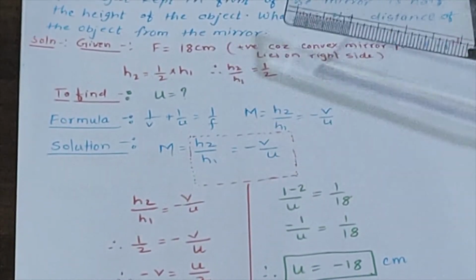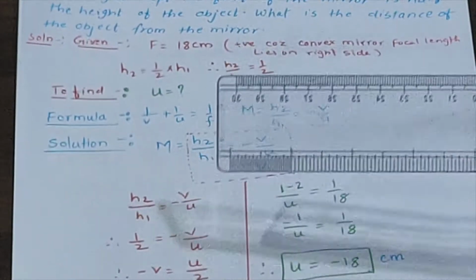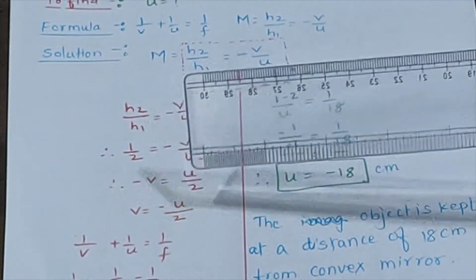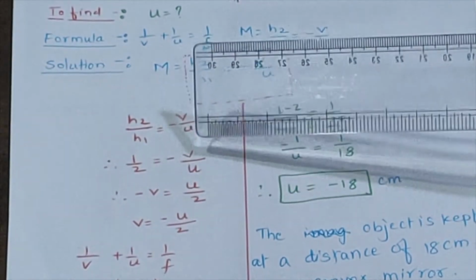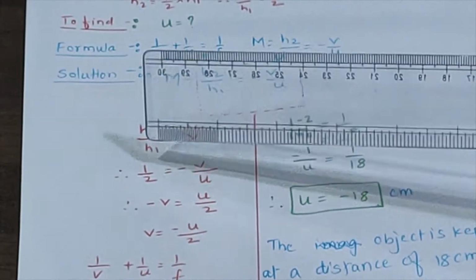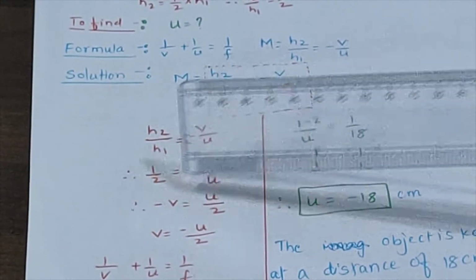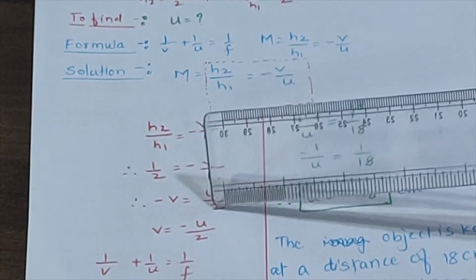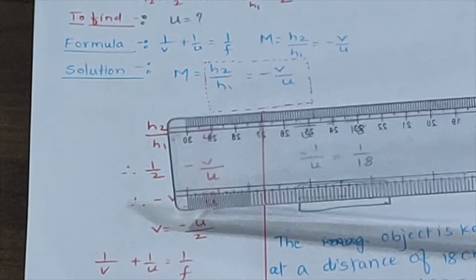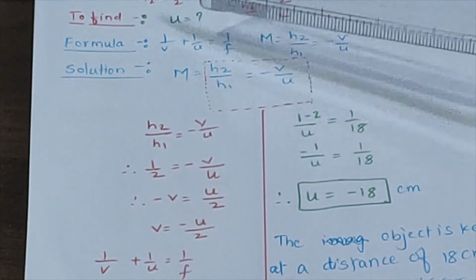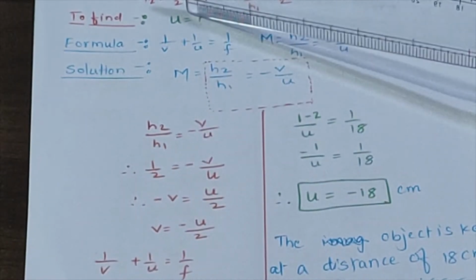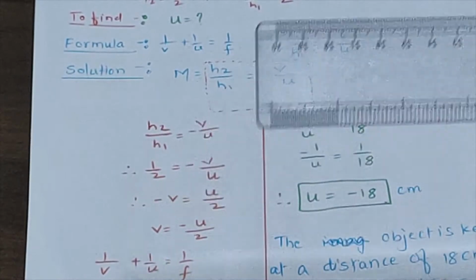So what do you do next? Since you are finding out u, you will keep your equation in terms of v. So what I did is, I kept here minus v is equals to, and this u is cross multiplied here, so u into 1, so it becomes minus v is equals to u upon 2. See, it's very important. Since I have to find u, I am keeping my equation in terms of v. If suppose I wanted to find out v, I would have kept my equation in terms of u. So here I know that I have to find out u, so I am keeping it as v equals to minus u upon 2.